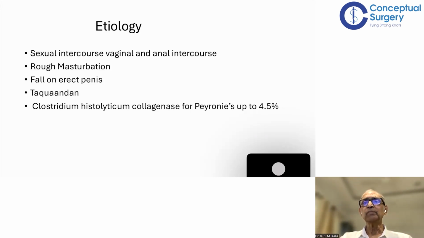This can also happen in rough masturbation, or if a sleeping person rolls over onto an erect penis, then that can also result in injury of the kind that we are discussing.